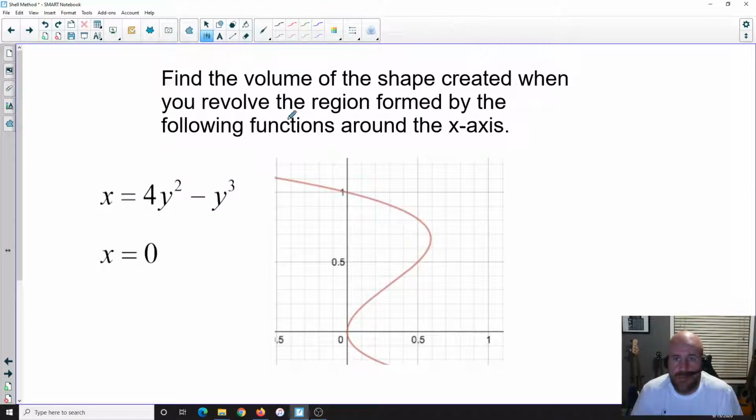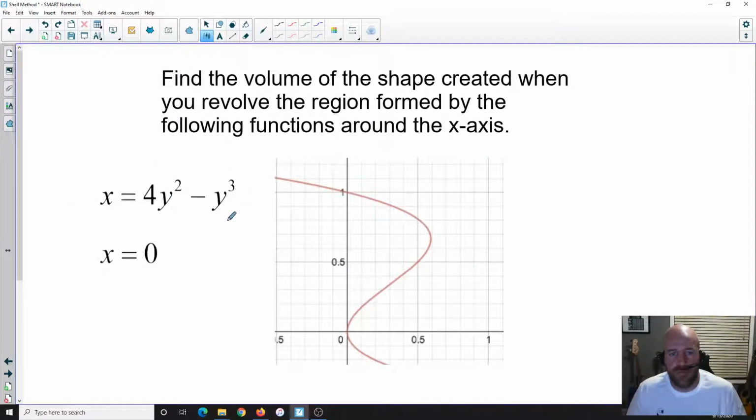All right, so here's an example of going around the x-axis. So we're given a function x equals 4y squared minus y cubed, and x equals 0. So if you were to try to use Washer method on this and we're rotating around the x-axis, we need to be in terms of x.